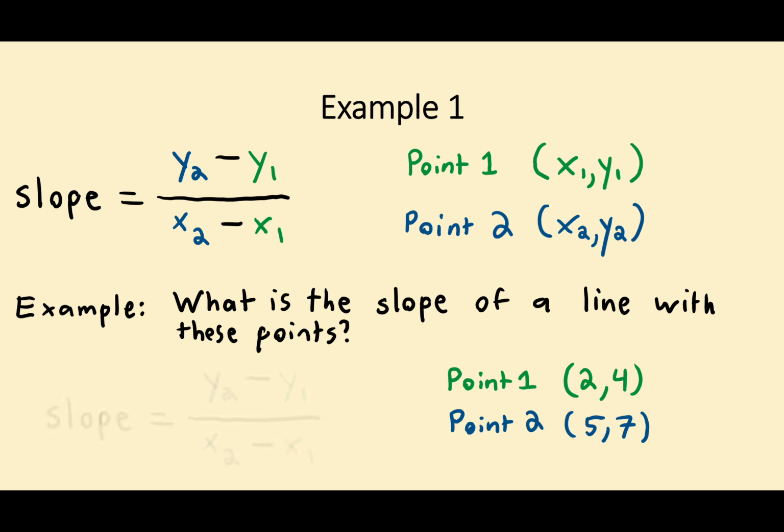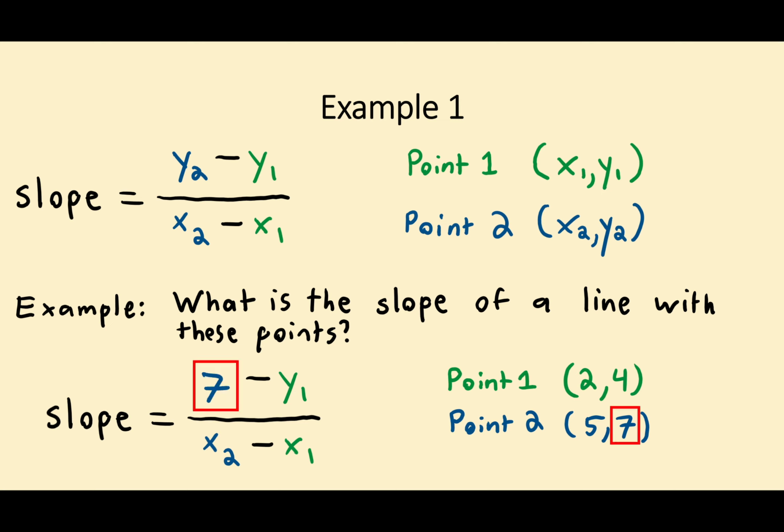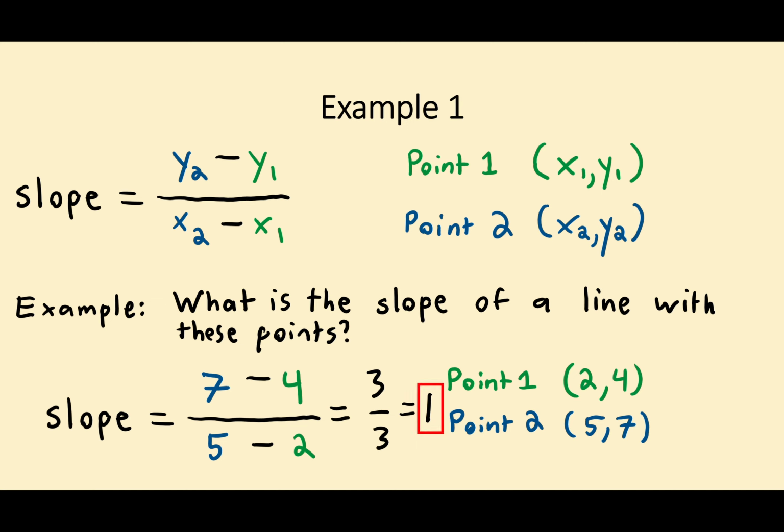Now, if I take my formula for finding out the slope, and I start replacing, well, my y2 is going to be 7, my y1 is going to be 4, my x2 is going to be 5, and my x1 is going to be 2. Now I've plugged everything I need into the formula. So now I know that 7 minus 4 is 3, and 5 minus 2 is 3. Well, that's straightforward, and now 3 divided by 3 is 1, which means my slope is 1. That's how easy it is.